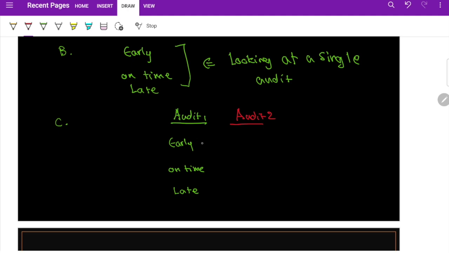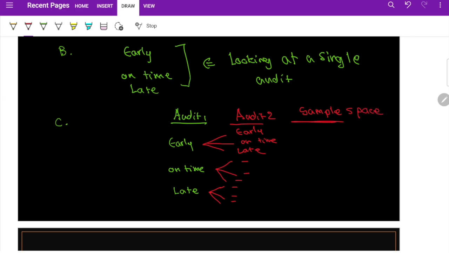If the audit one is early, audit two can be early, can be on time, can be late. The same applies here. If the audit one is on time, we're going to get early, on time, late. If the audit one is late, then we're going to get either early, on time, late. So if you list the possible outcomes, this is the sample space. All possible outcomes. If you pick two audits and you make the audit, what are you going to get?